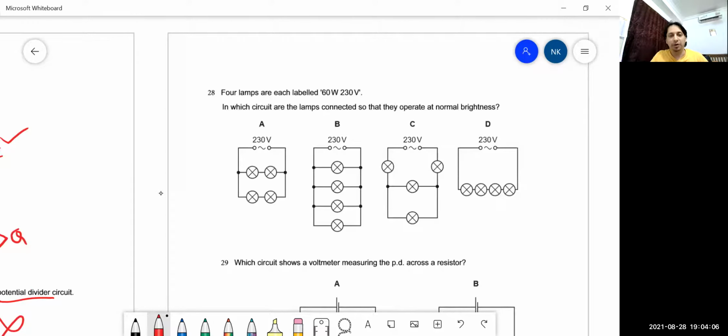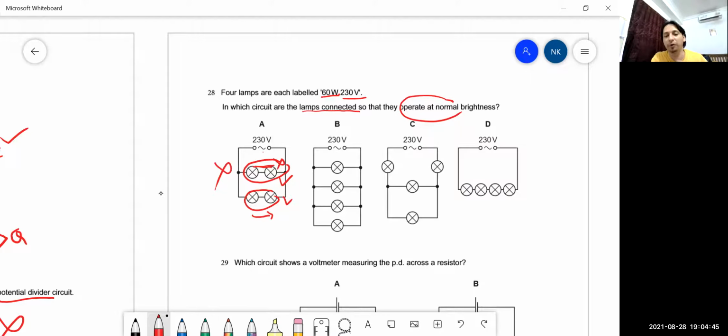Four lamps each are labeled 60 watt. Even though we have not discussed the power topic, let's try this. 60 watt and 230 volt. In which circuit are the lamps connected so that they operate at normal brightness? Normal brightness will be possible if the bulbs are in parallel. All the bulbs are in parallel. These two are in parallel, these two are in parallel, but initially they are in series. These two bulbs are in series, these two bulbs are in series, but if you look at each other, they are in parallel. So this is the wrong answer.